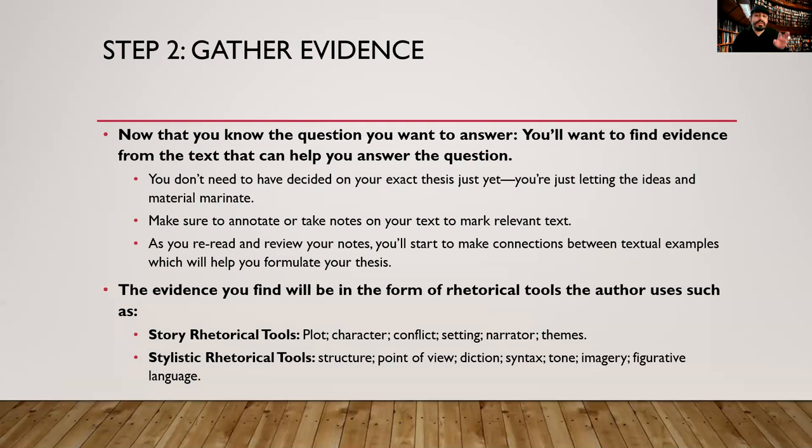And the kinds of evidence you're going to find and be pulling from the text are these small pieces, these rhetorical tools we mentioned earlier that compose the overall work. So here I've divided it into 2 categories. There's story rhetorical tools. So these are such elements as plot, character, conflict, the narrator, themes in the work, and there's stylistic rhetorical tools such as structure, point of view, diction, syntax, which is sentence structure, tone, imagery, figurative language.